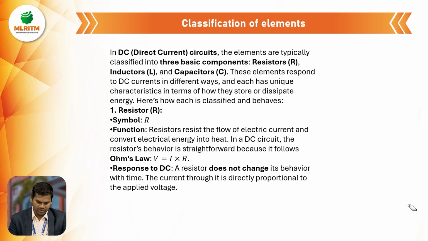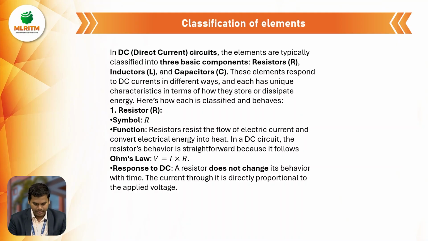The properties of conductor are over. Next, classification of elements. In DC circuits, the elements are typically classified into 3 basic components: resistor, inductor, capacitor. These elements respond to DC currents in different ways, and each has unique characteristics in terms of how they store energy and dissipate energy. Here is how each is classified and behaves.